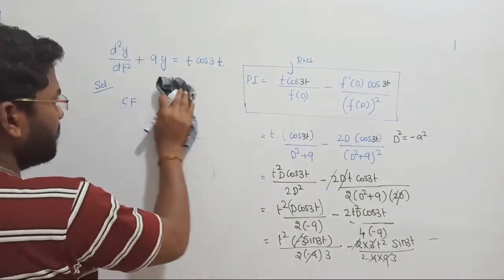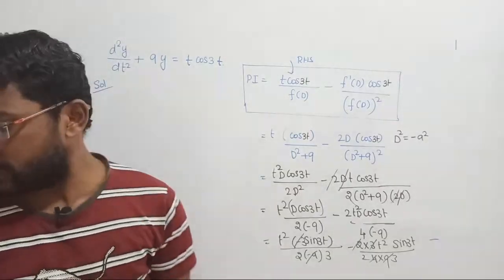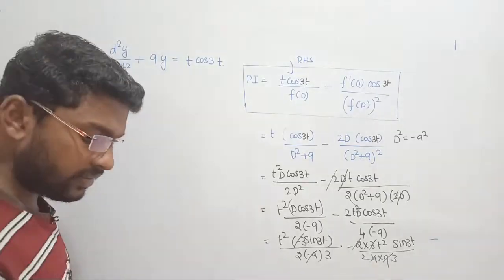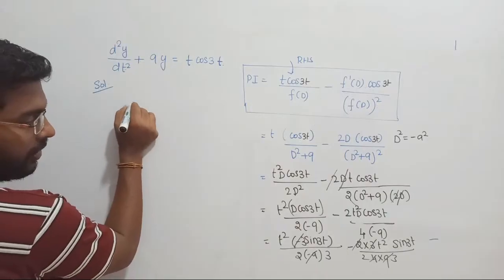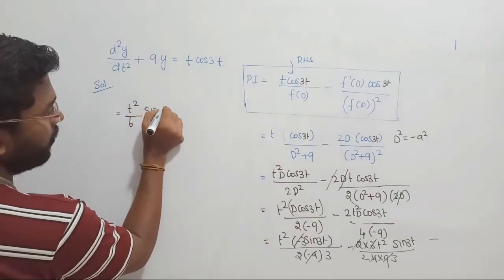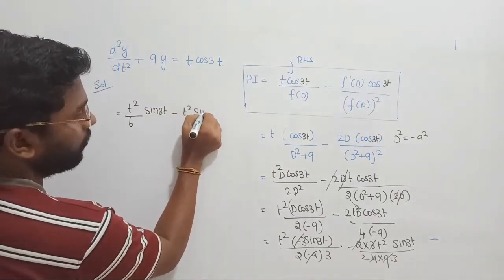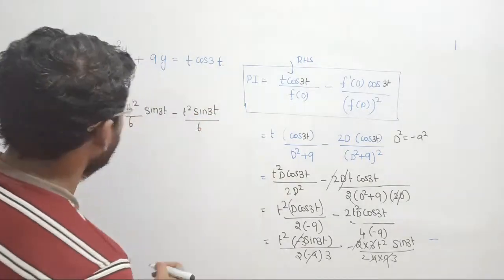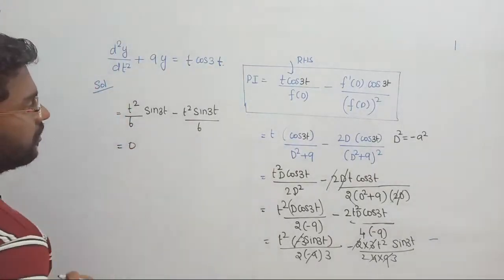You please write it by yourself, right? Guys, just understand the procedure, that is enough. You don't need to go anything beyond that. So the thing is, that is going to be t square upon 6 into sin 3t, minus t square into sin 3t upon 6. I think I got 0, right? T square by 6 into sin 3t minus t square by 6 into sin 3t.